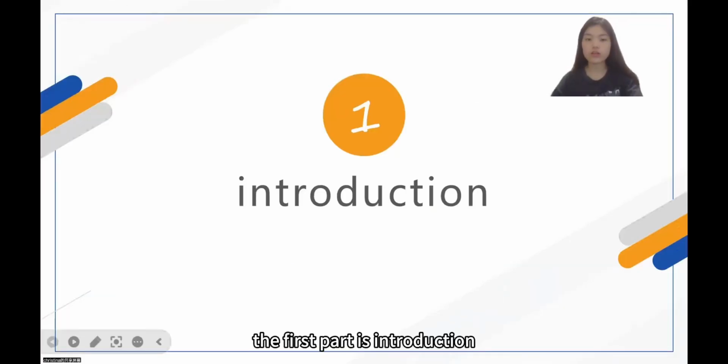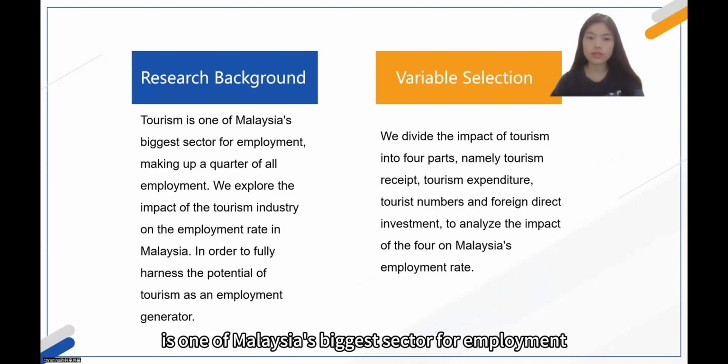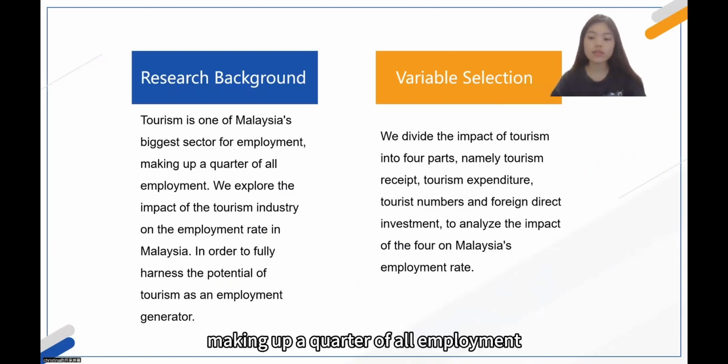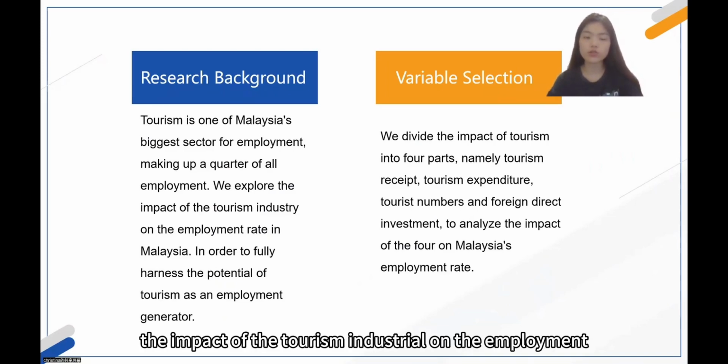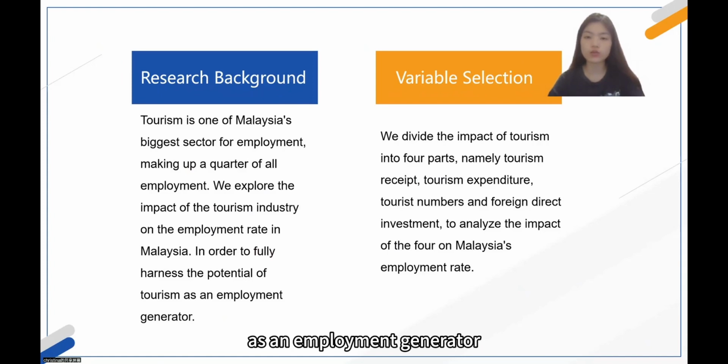The first part is the introduction. For research background, tourism is one of Malaysia's biggest sectors for employment, making up a quarter of all employment. We explore the impact of the tourism industry on the employment rates in Malaysia in order to fully harness the potential of tourism as an employment generator.